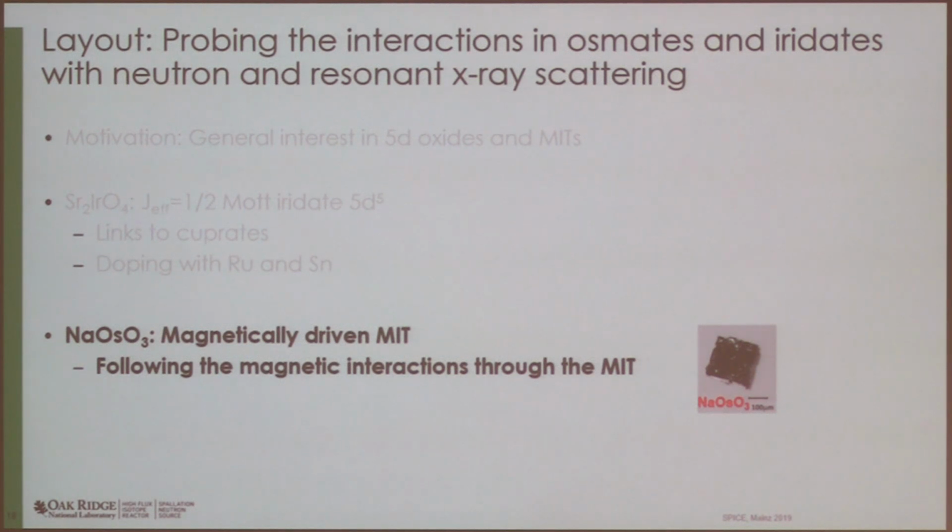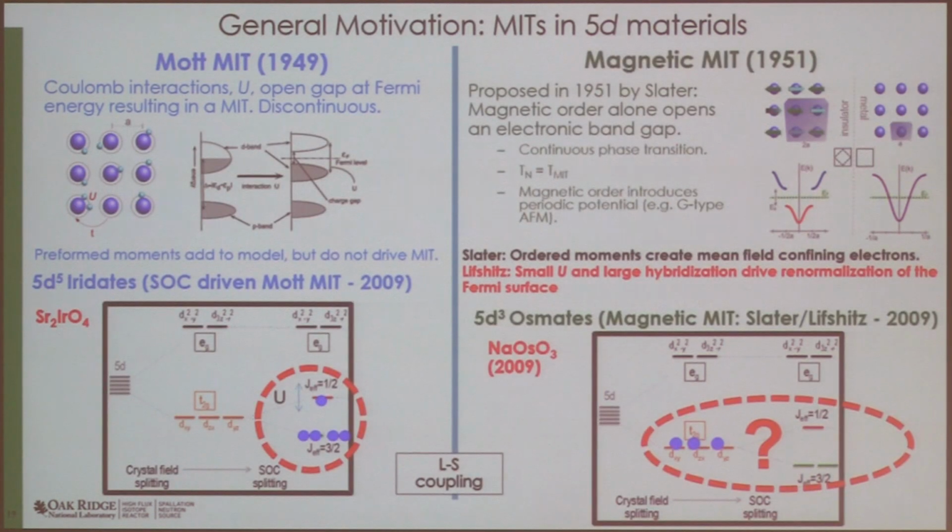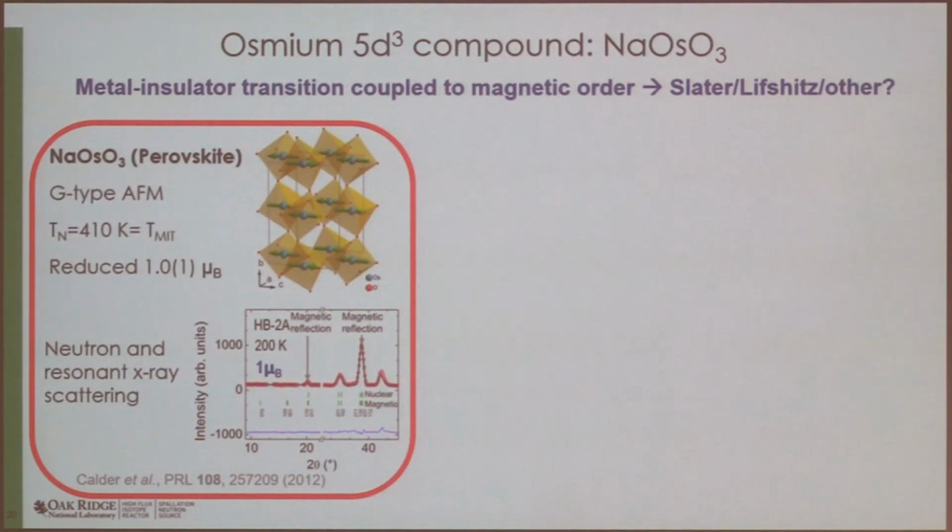Okay, so moving on to the osmium case. Here we're going over to this magnetically driven metal-insulator transition. This is just the same slide I showed in the introduction part. Okay, so just a summary of this material since it's not been shown yet today. This is a perovskite, Pnma space group, number 62. It undergoes antiferromagnetic order at 410 Kelvin, so above room temperature. G-type ordering, every spin is oppositely aligned. From neutron measurements, we see a reduced moment of around 1 μB.